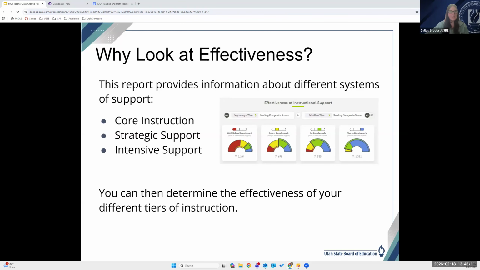Okay, so we are going to look at effectiveness of instructional support now. The report that we're going to look at tracks how specific groups of students moved from beginning of year to middle of year. And it really just helps to break down your systems of support so you can determine how effective your instruction really has been from beginning of year to middle of year here.